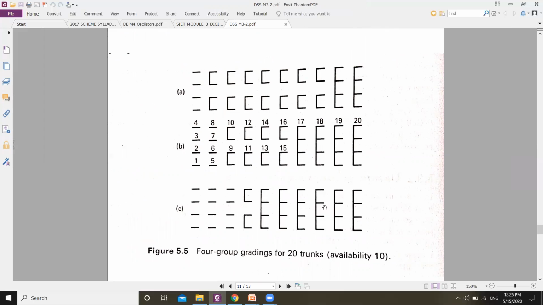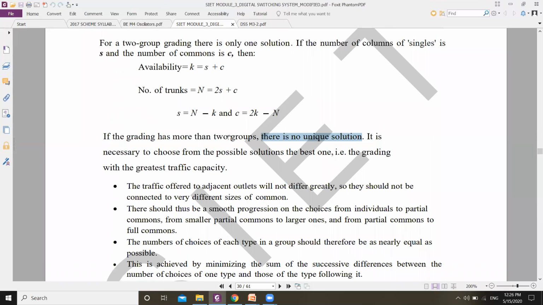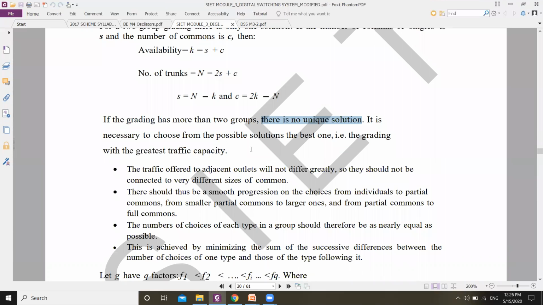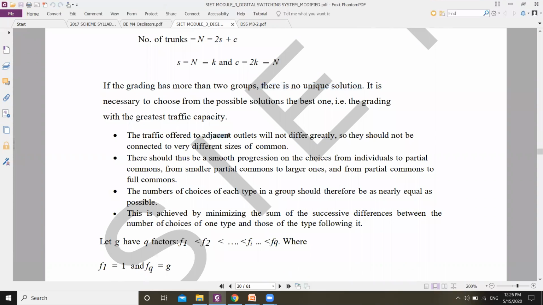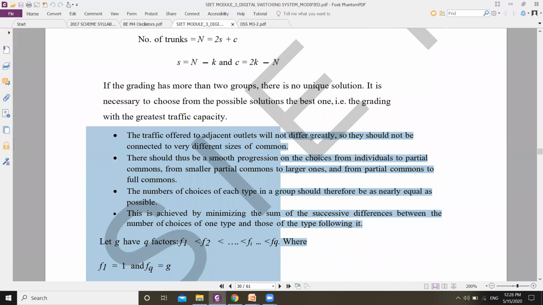So depending on our requirement, whichever connection is best suitable, whichever connection is giving us the best traffic handling capacity, that we can consider for our application. That is what he is trying to say. Okay.